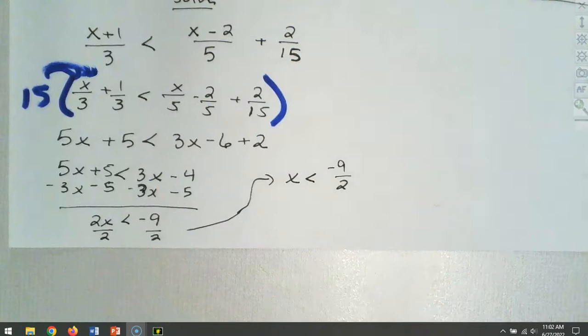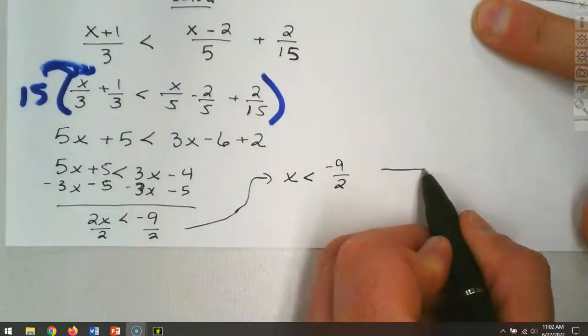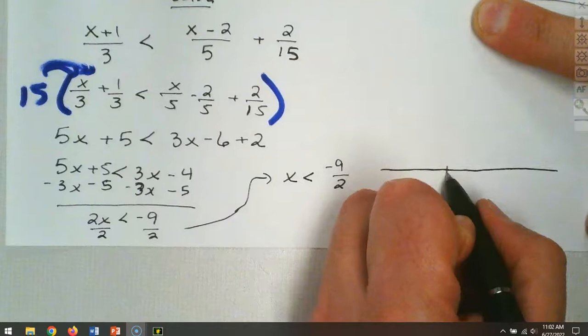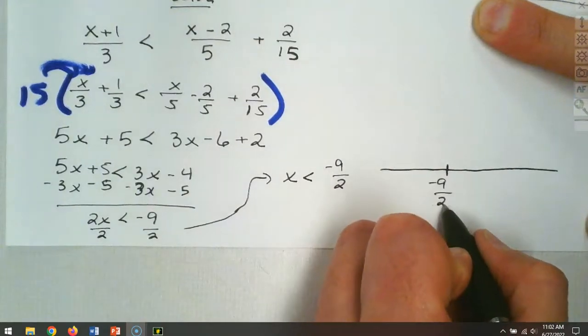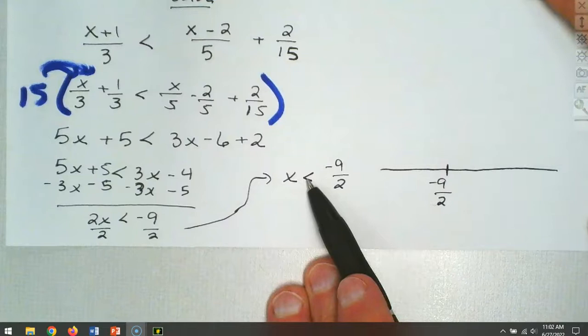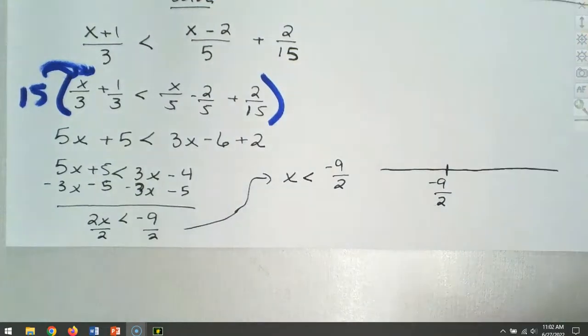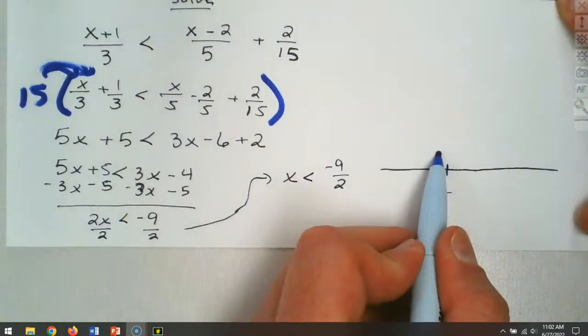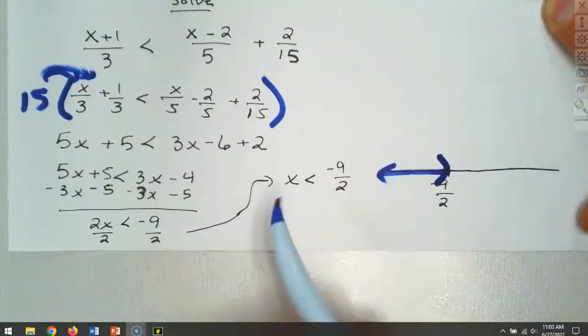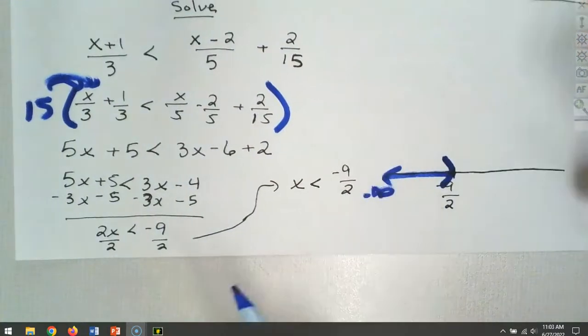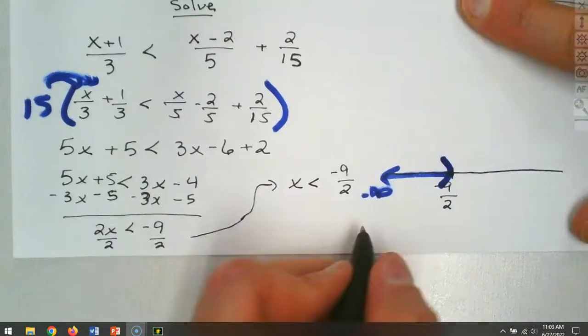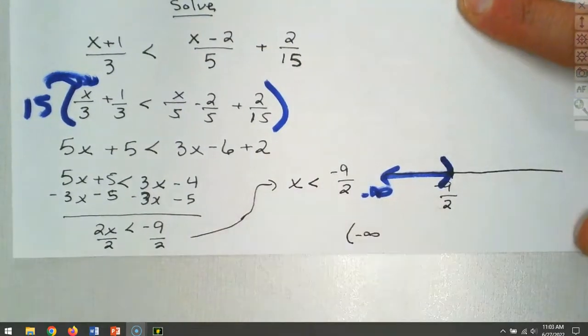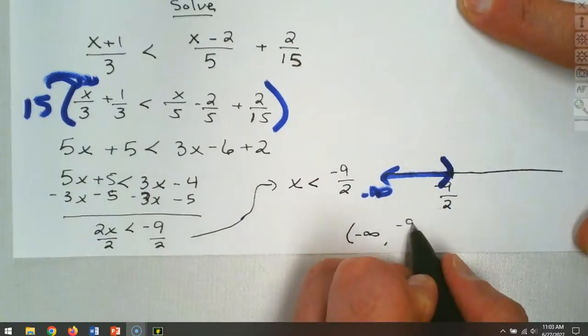I know we're going through this one pretty quickly, but you should have seen these before. I know we have done these numerous times. Now, we're not done yet, because this needs to go on our number line. Here is our negative 9 over 2. Again, which way does it point? It points back to the left. It has a strictly less than, so we use parentheses here. It goes back to negative infinity. So what does our answer look like in interval notation? Negative infinity, comma, negative 9 over 2.